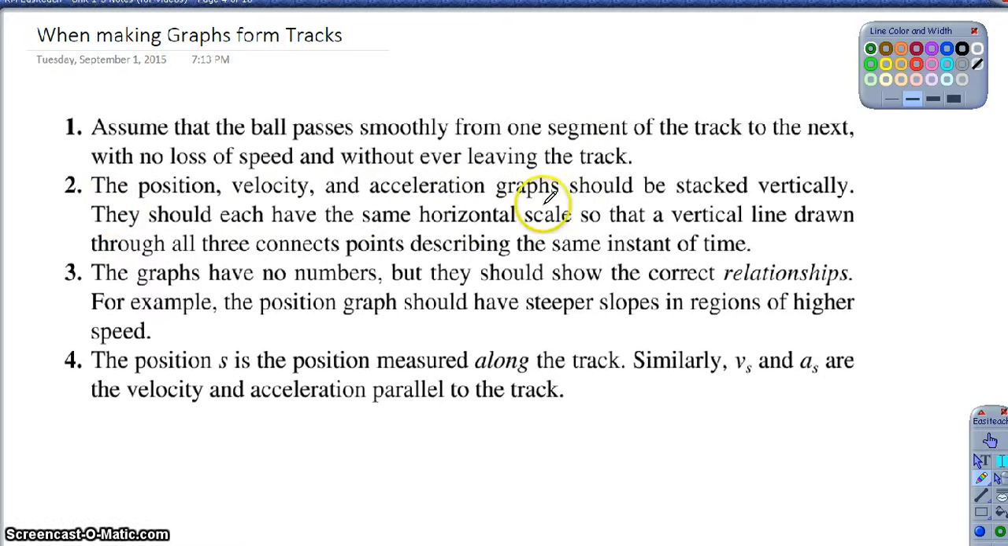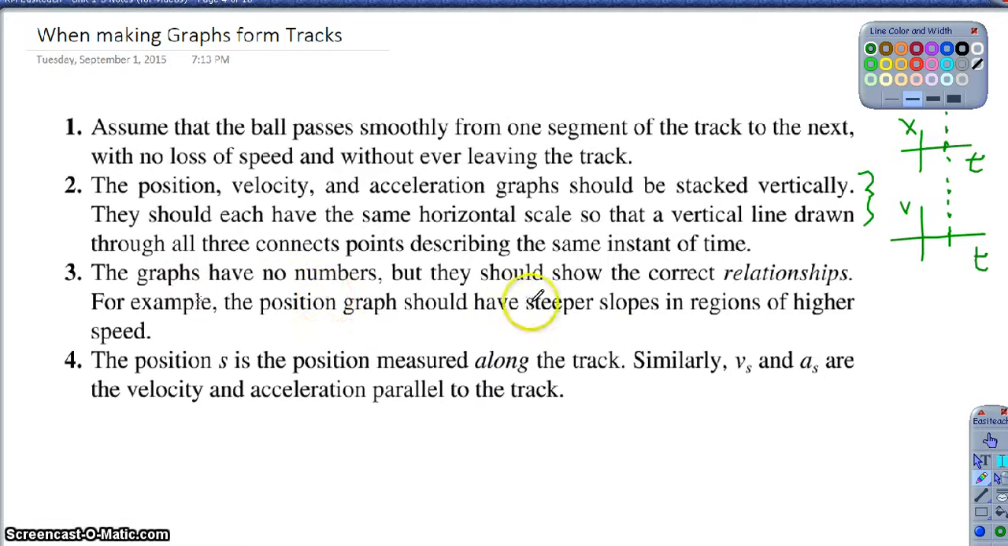Position, velocity, and acceleration graphs should be stacked vertically. So we'll see a couple examples of what that means in just a minute. But in other words, if I have a position versus time graph and then a velocity versus time graph, I do want the times to line up on those graphs. So if this is 1 second here, I want that to be 1 second as well, so that essentially I could line up those moments vertically and then see what's going on during the segments together.